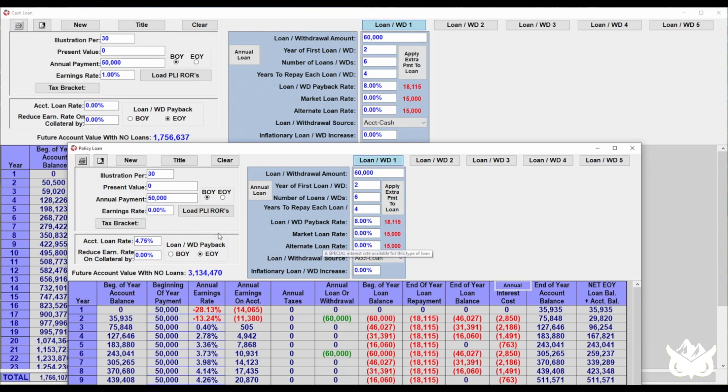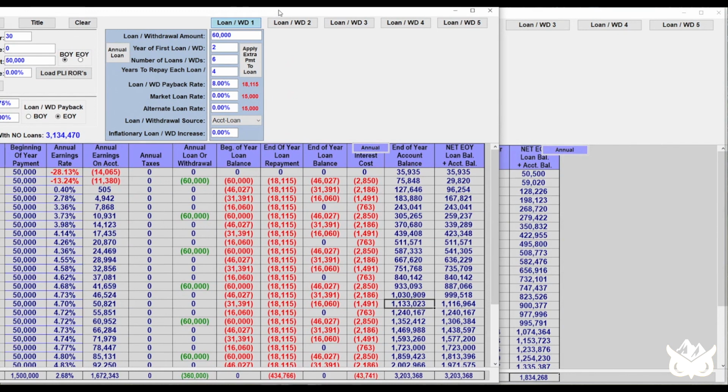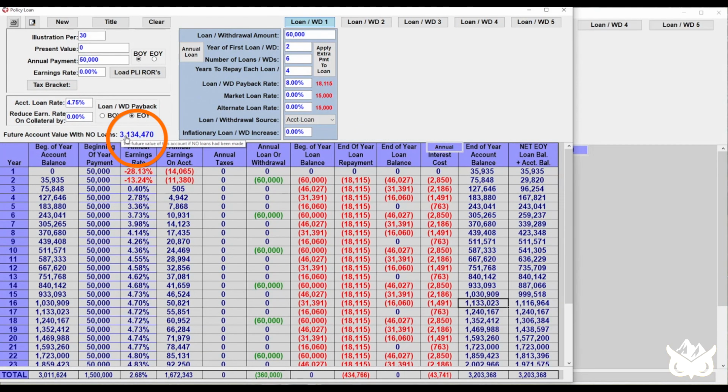So we're not going to take the money from there. We're actually going to borrow the money. There are a number of different loan rates out there, but we're going to use 4.75% interest. That's what the insurance company is charging to use their money, because our money's staying inside the policy and compounding, so we're using their money, and they're just using our money as collateral. And so we do an account loan. When we do that, just that act right there takes us from $3.1 million up to $3.2 million.